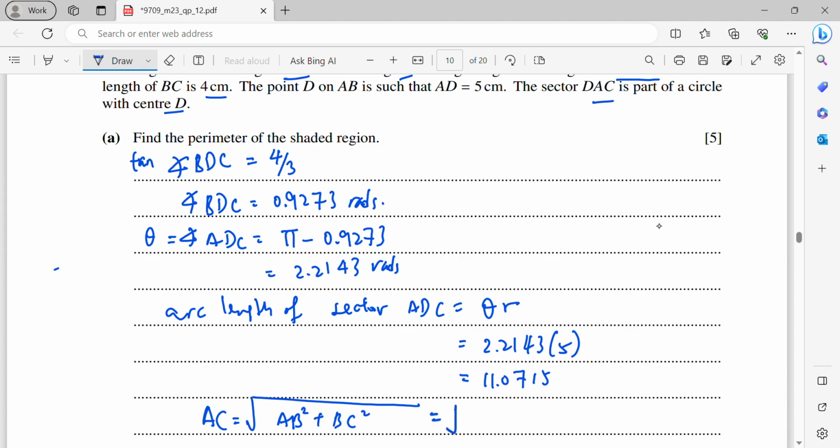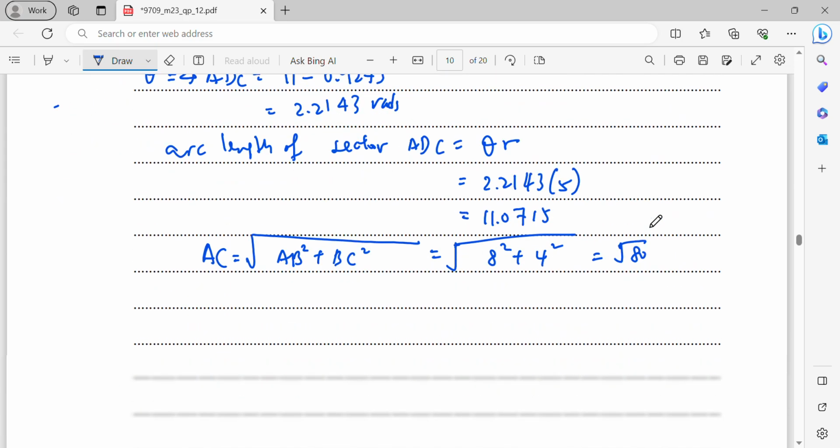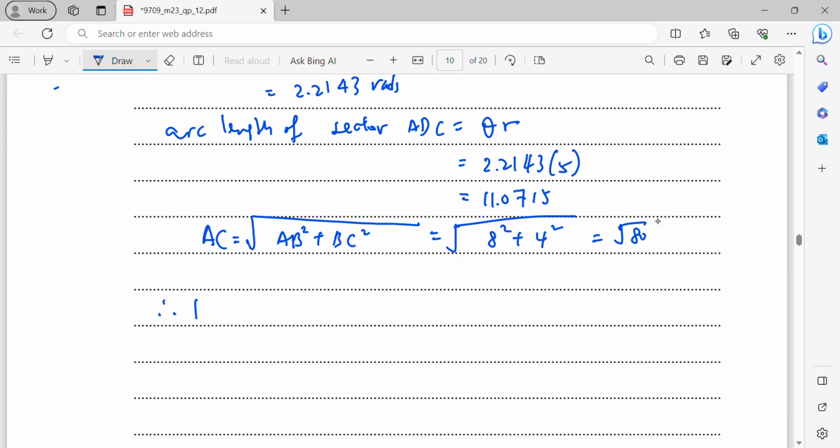Which means this is going to be square root of 8 squared plus 4 squared. Then you will get square root of 80. So now I have found the AC and also the arc length. Therefore, perimeter of the shaded region is just to add up both.